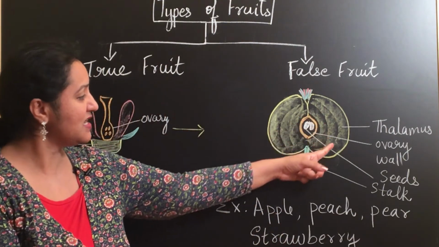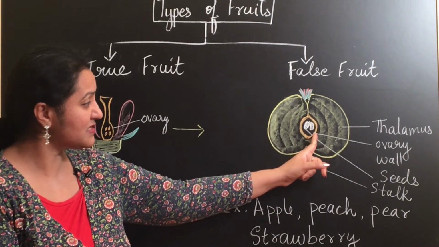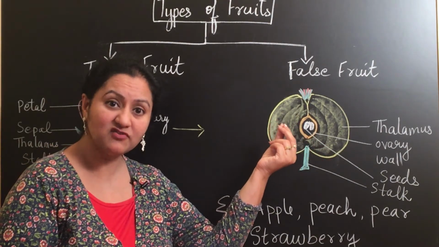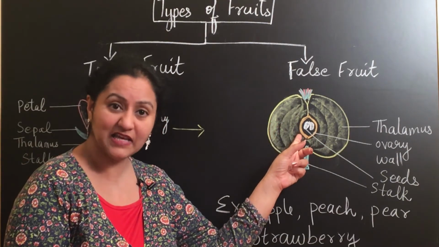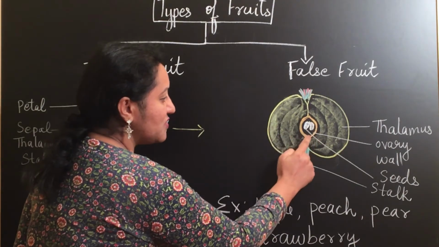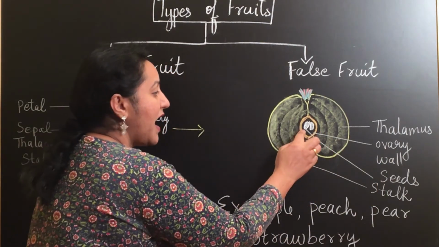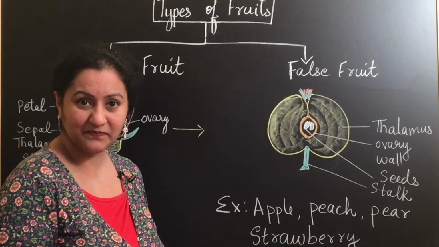So here you can see this is the thalamus, this is actually the persistent calyx, and this cartilaginous or membranous structure that we generally remove while eating an apple, this is actually the fruit. So this orange colored region which you can see is actually the ovary wall, which is the fruit part, and seeds are there inside it. Got it?